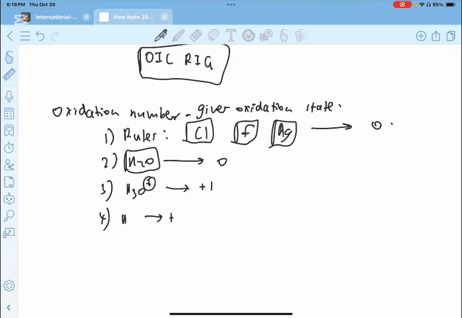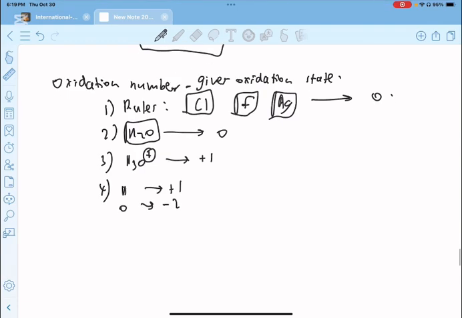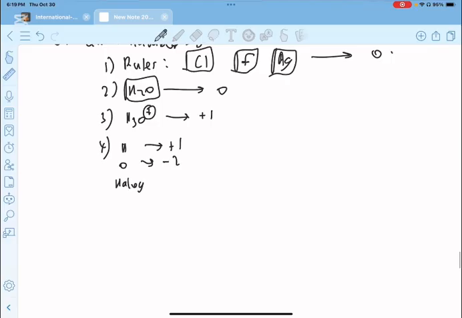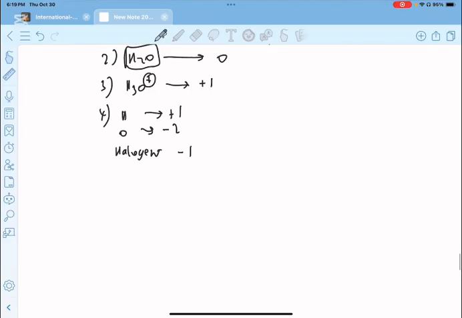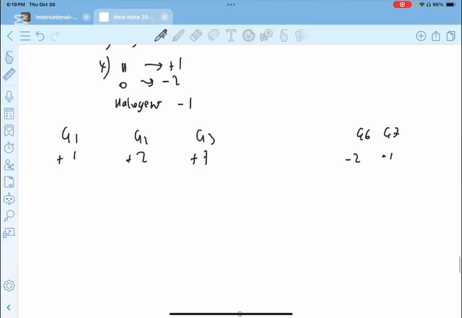Hydrogen has an oxidation number of +1, while oxygen has -2. Halogens all have -1 oxidation number. Then we know that group 1, group 2 and group 3 will have their respective oxidation numbers, so +1, +2, +3. And for the ending groups, like group 7, -1, and group 6, -2. Just remember those things.